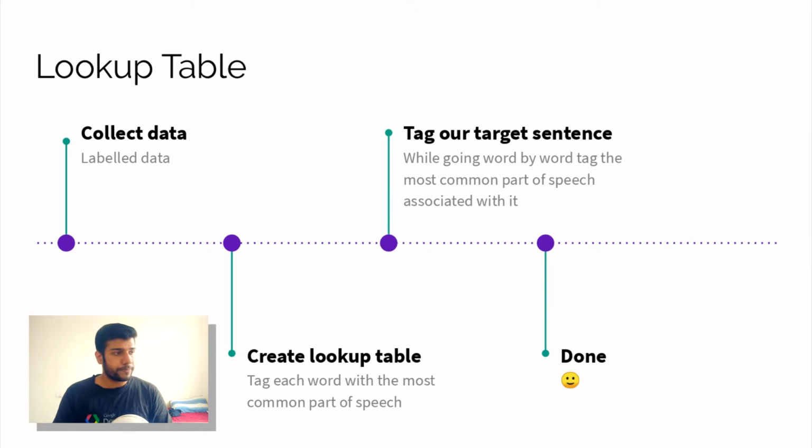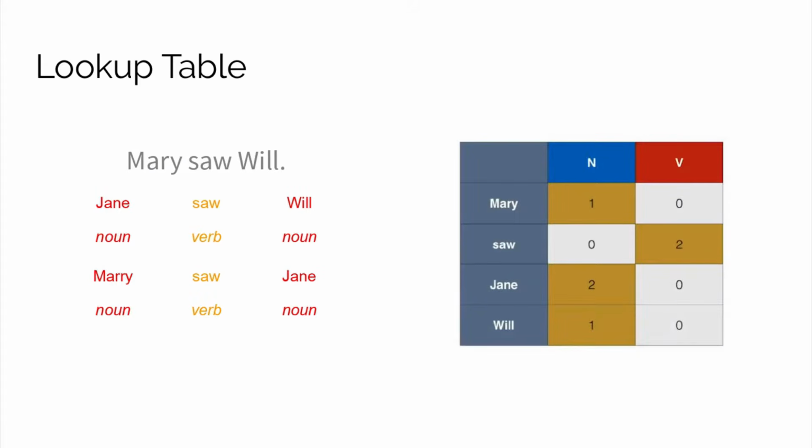And that's it. So if we go with our data, so we have Jane saw Will, Mary saw Jane, and in that we can see Mary occurred once, and that once it was noun.